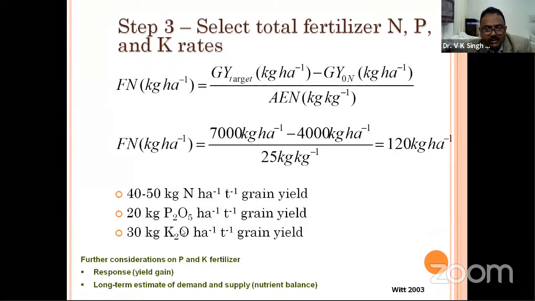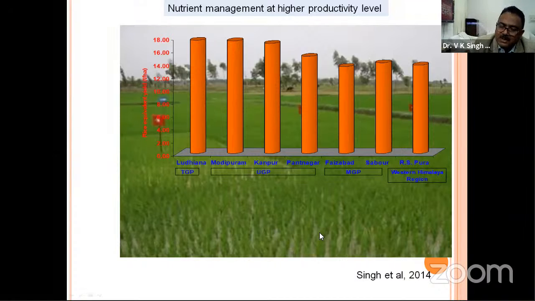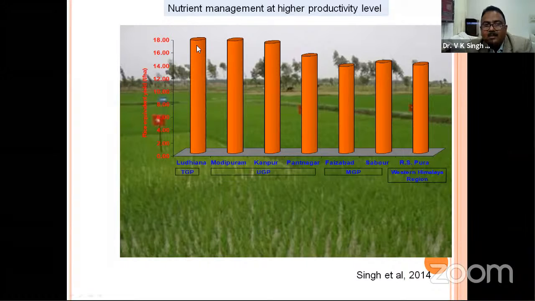Similarly, phosphorus, potash. So these are some normal assumptions, 40 to 50 kg nitrogen per hectare per ton grain yield, 20 kg. This kind of assumptions we have already developed. Using that, we can specifically give the precision nutrient prescription. And these are some results we got, almost 80 to 100% more yield, means almost double yield. For example, Ludhiana and Modipuram, the average productivity was 9 ton, we got up to 17, 18 ton. So this kind of production you can attain if you go for this kind of SSM approach.